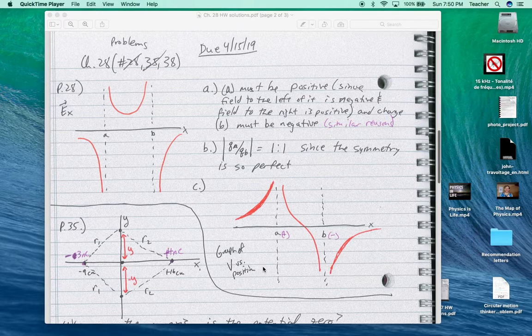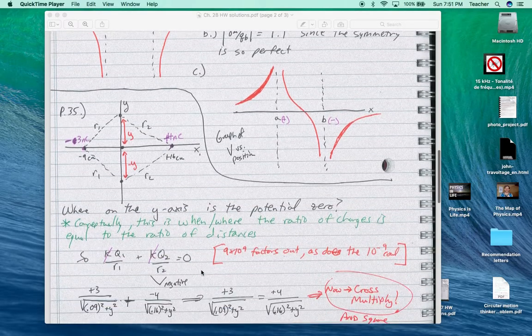And then this is a graph of the potential versus position. If I have a field pointing to the right here, left here, that doesn't matter. What does matter here is that it's a positive charge, therefore around it would be positive potential. This is a negative charge, so around this would be a negative potential.